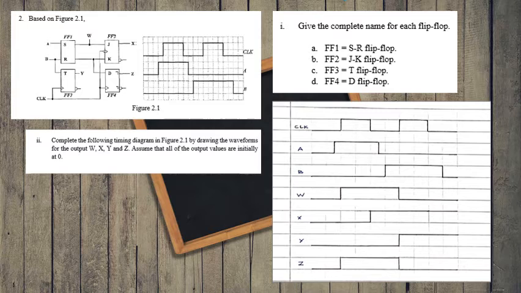Question 2. Based on figure 2.1, on the left side there is a circuit diagram. In the circuit diagram there are 4 types of flip-flop, and on the right side they have given the input waveform of clock, A and B.